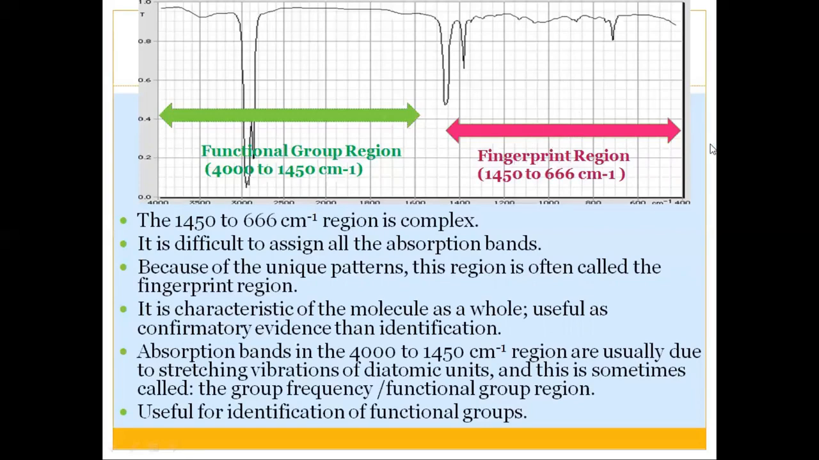Absorption bands in the 1450 to 4000 per centimeter region are usually due to stretching vibrations of diatomic units, and this is sometimes called the group frequency or functional group region. So this extreme left region is the functional group region. It is useful for identification of functional groups, which is mostly used for the interpretation of the IR spectrum.